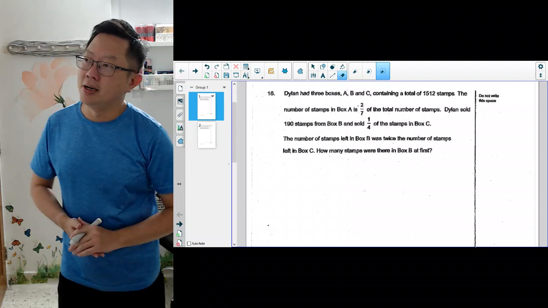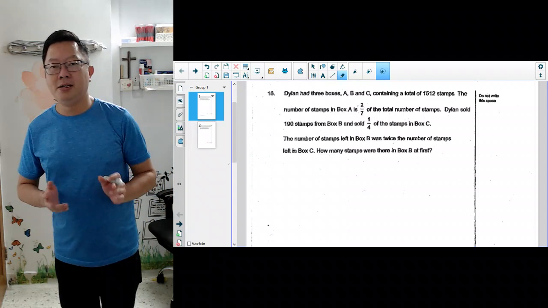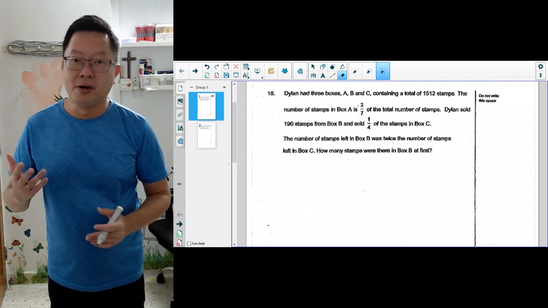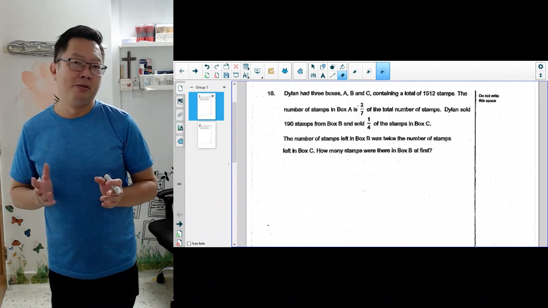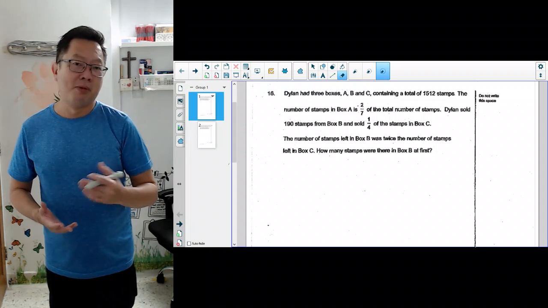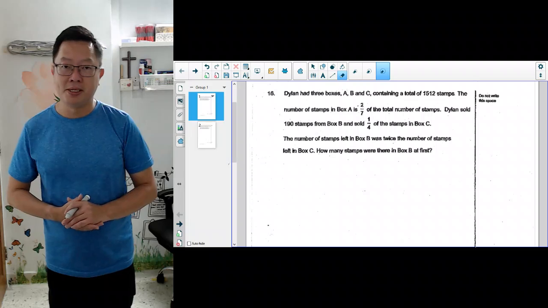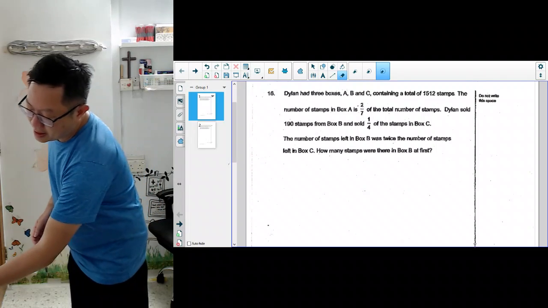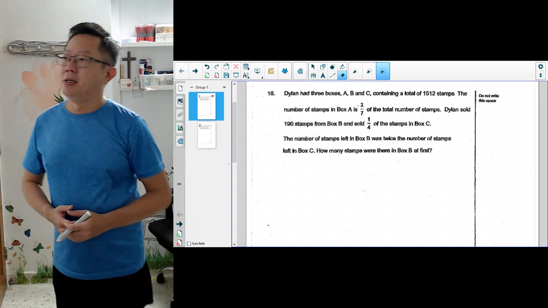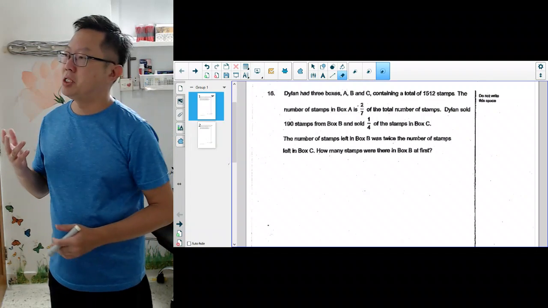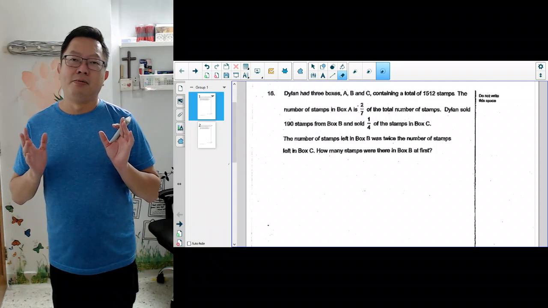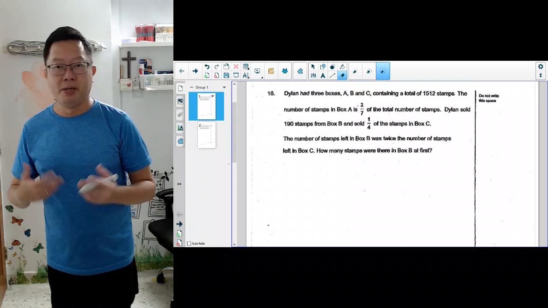So let's look at question 16, which is your SA1 Nanhua 2019 paper. It will be useful if you have the paper in front of you, and then you can also copy down what you see on the board and practice the model drawing, which is one of the methods that we'll be using to solve the problem. So let's look at this question 16, and how do we know that we can use model drawing? Because there's a very strong clue here, which is fractions. So when you see fractions, then the method that we want to use will be model drawing.